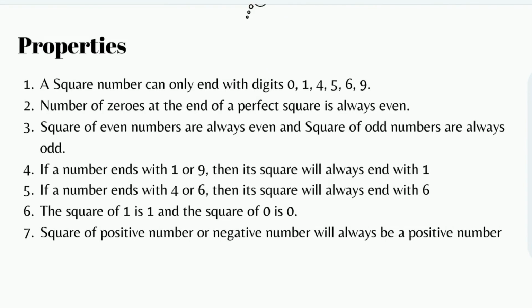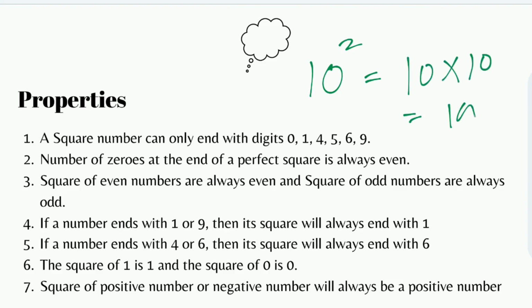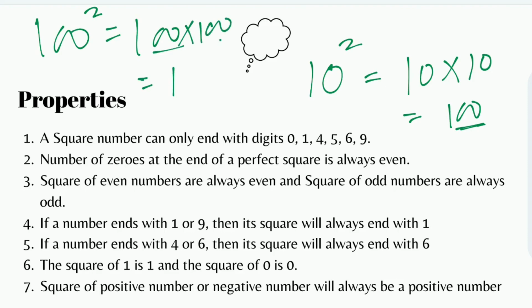The second property says that the number of zeros at the end of a perfect square is always even, which is also obvious because if I do 10 squared, that means 10 gets multiplied with itself. So 10 into 10 will become 100, which has 2 zeros. If I do 100 squared, which is 100 into 100, how many zeros will this have? 2 and 2, which is again 4 zeros, an even number. So you will always get an even number of zeros in a perfect square.